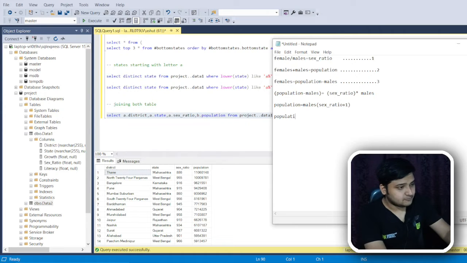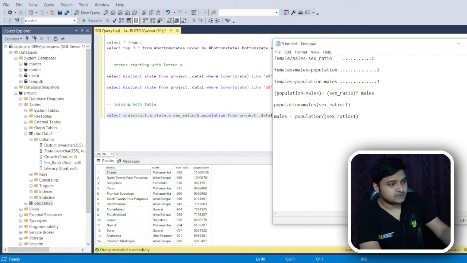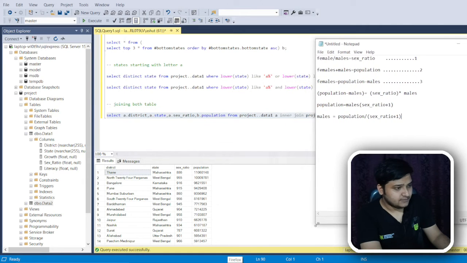So the total number of males would be population divided by sex ratio plus 1. So this is the final formula which we are getting. We'll be inserting this into our equation, and similarly if we do this for the number of females, let us calculate also what is the total number of females. So this is for the males.